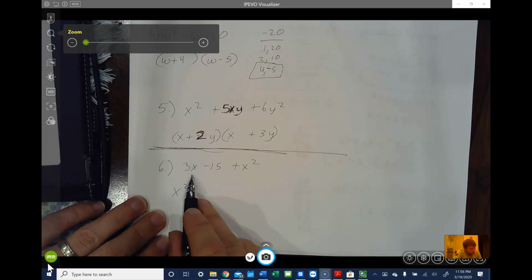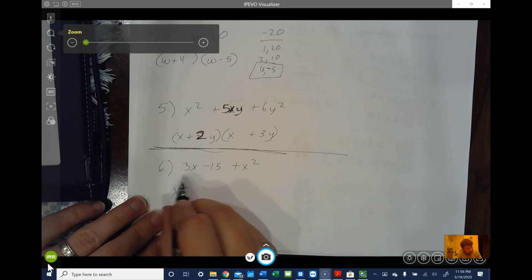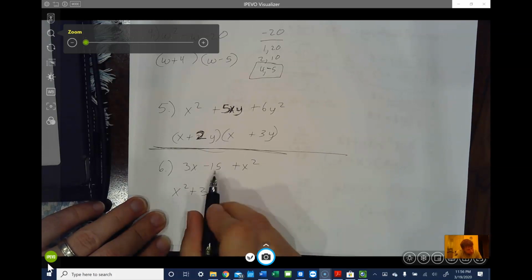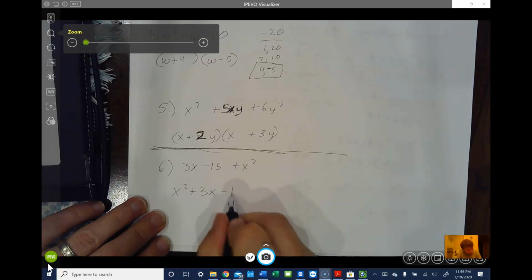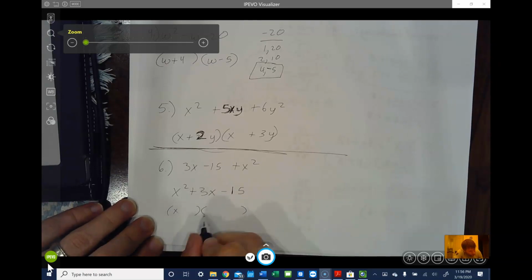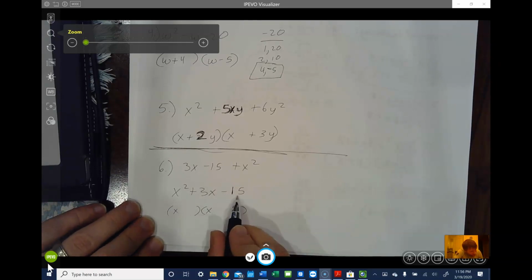Then the next highest exponent comes next, which would be plus 3x. And then the constant that doesn't have a variable comes last. Now it looks like all the previous ones we've done, and you do it the same way. It's going to be x and x. What multiplies to get negative 15 and adds to get 3?